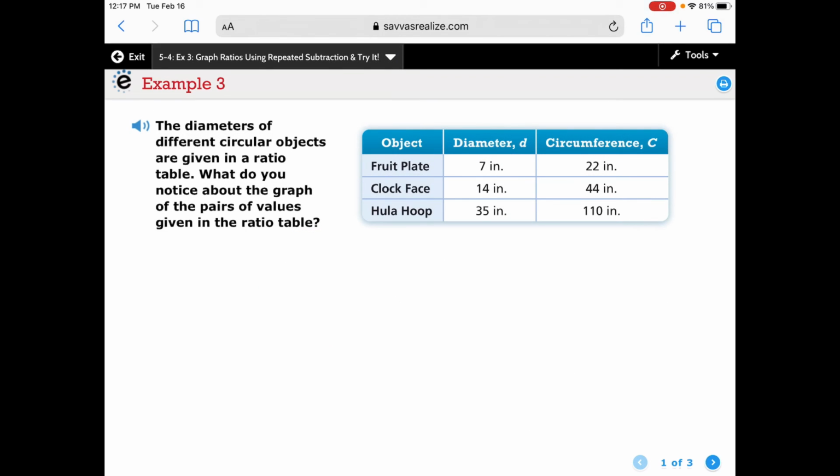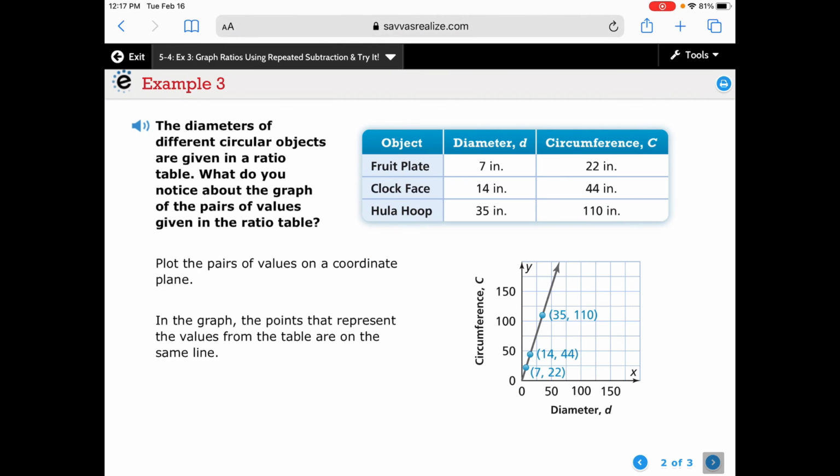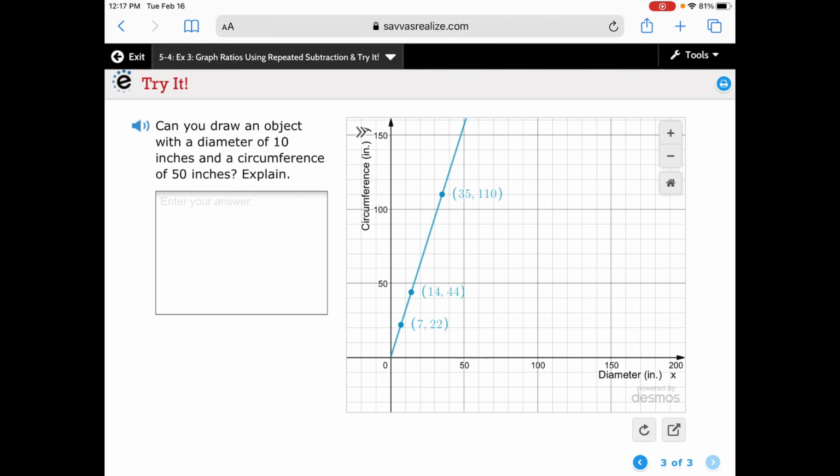All right, everyone, let's turn over to page 287 in the book. It says the diameters of different circular objects are given in a ratio table. What do you notice about the graph of the pairs of values given in the ratio table? So we have 22 to 7, 14 to 44, 35 to 110. So it looks as if we're basically doubling, multiplying it by 5 to get the next number, all right? So if we use an ordered pair here, setting it up with 7, 22, 14, 44, we see that we have a straight line because it's a linear equation.